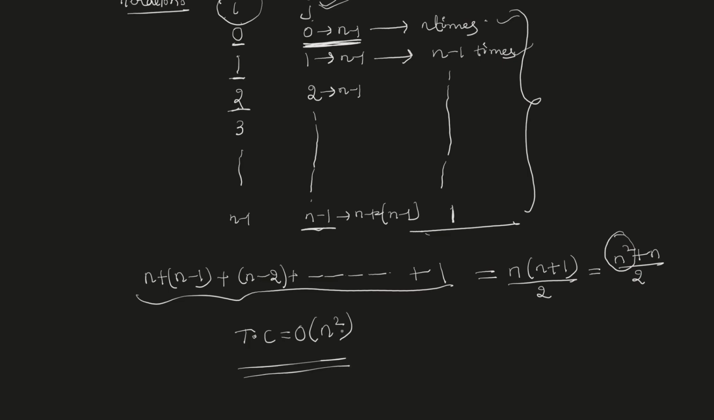And since here it is order of n square, which is not proportional to the n size which we have taken, so this problem also becomes a non-linear loop.